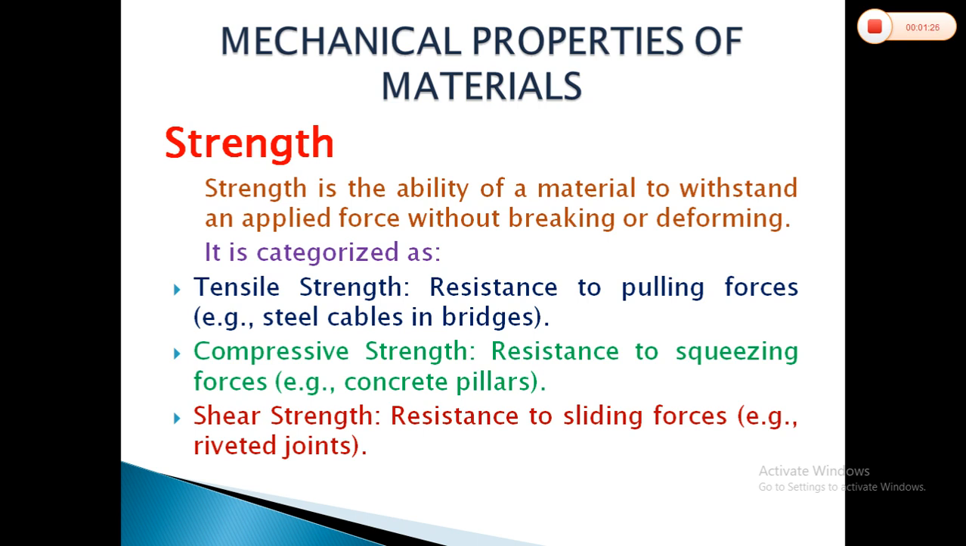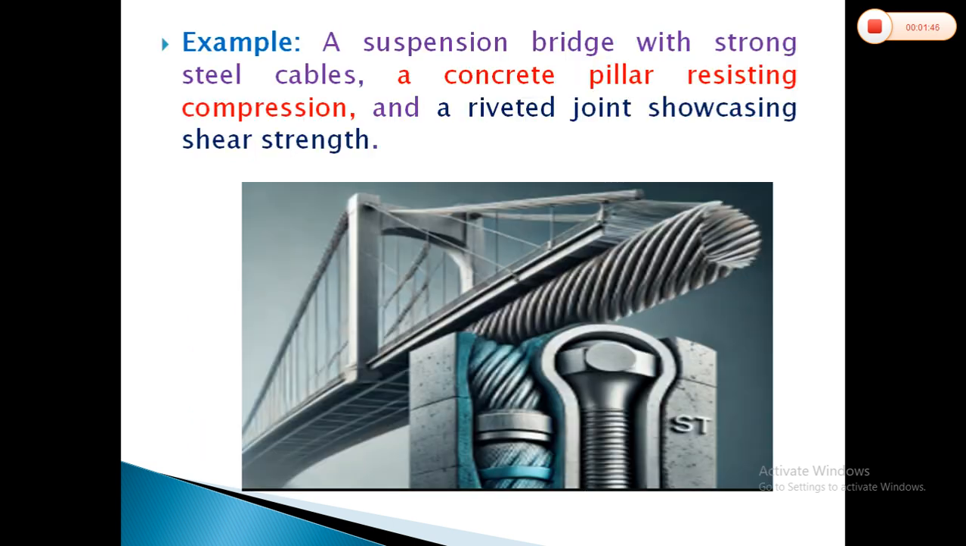Tensile strength is nothing but resistance to pulling forces. Example, steel cables and bridges. Compressive strength is nothing but the resistance to squeezing forces. Example, concrete pillars. Shear strength is the resistance to sliding forces. Example, riveted joints. The figure shows the explanation for the tensile strength, compressive strength, and shear strength.